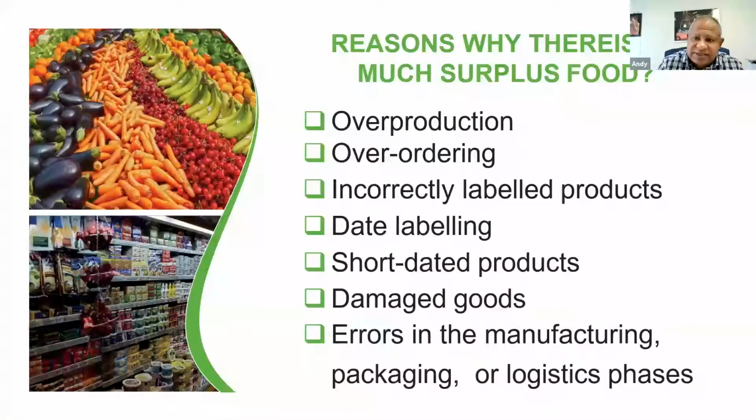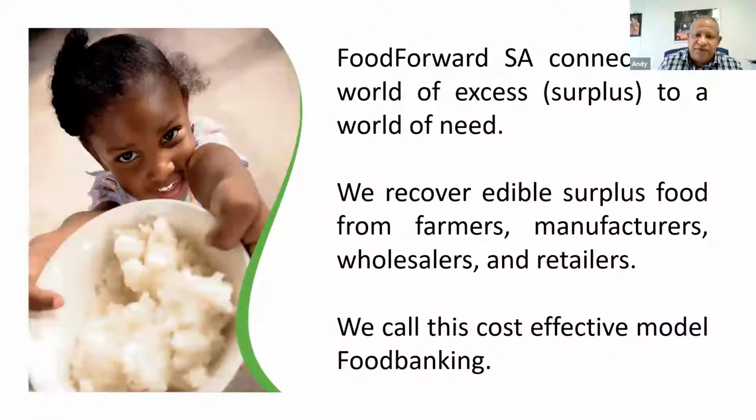So what are the reasons for this food waste? Overproduction, over-ordering, incorrectly labeled goods, date labeling issues, short-dated products, damaged goods, errors in the manufacturing, packaging, and logistics phases. So what Food Forward South Africa does is we connect this world of surplus, where the food is, to this world of need by recovering edible surplus food. And we work with farmers, manufacturers, wholesalers, and retailers. And the model we implement is called food banking.